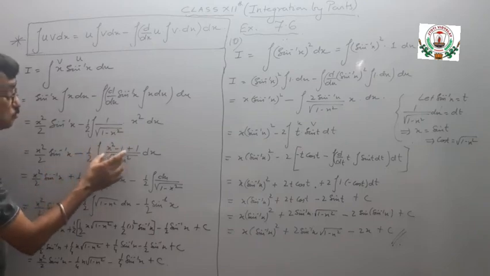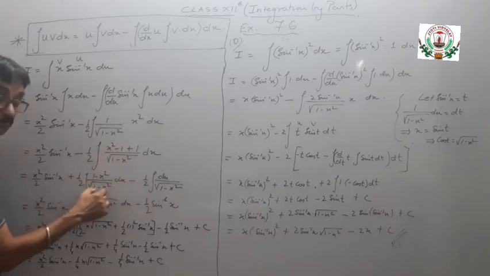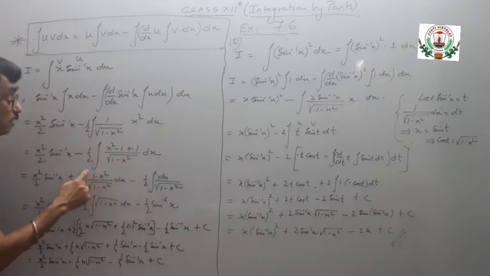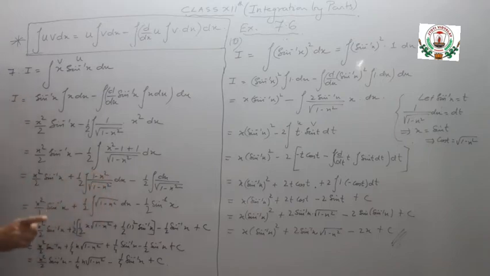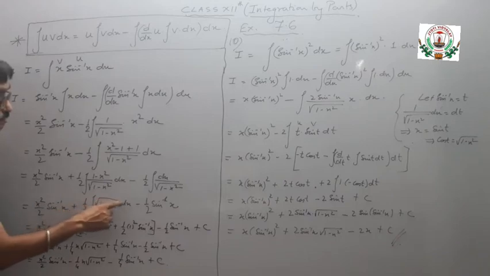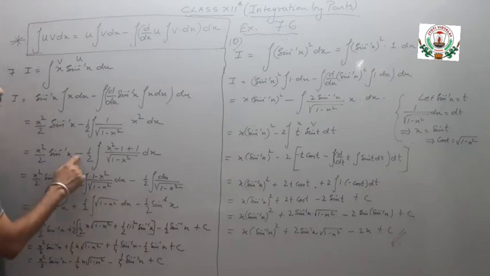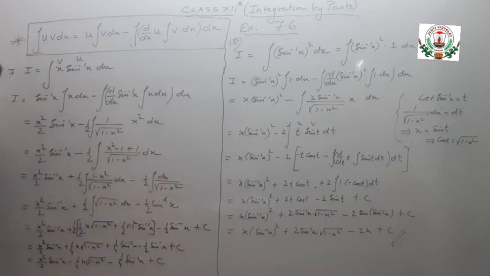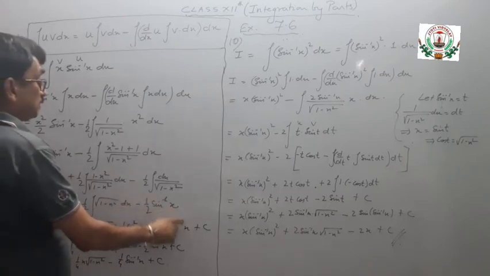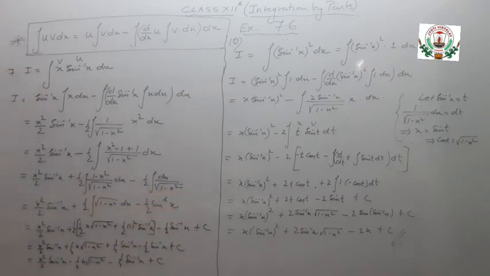So 1 minus x square upon under root 1 minus x square, now the division is possible, and root upon root will be root. So 1 minus x square upon under root 1 minus x square will be equal to under root 1 minus x square dx, and minus into this plus, minus 1 upon 2 dx upon under root 1 minus x square. X square by 2 sin inverse x plus 1 by 2 integration under root 1 minus x square dx minus 1 by 2 sin inverse of x integration of dx upon under root 1 minus x square.